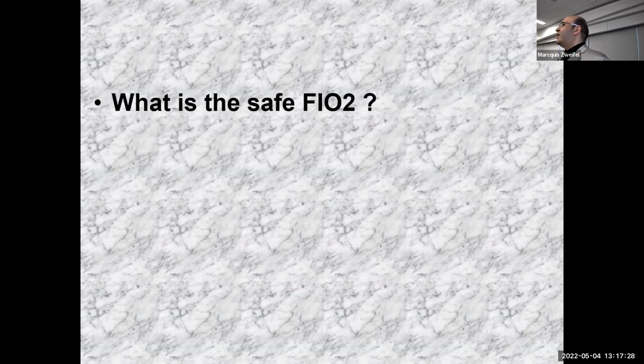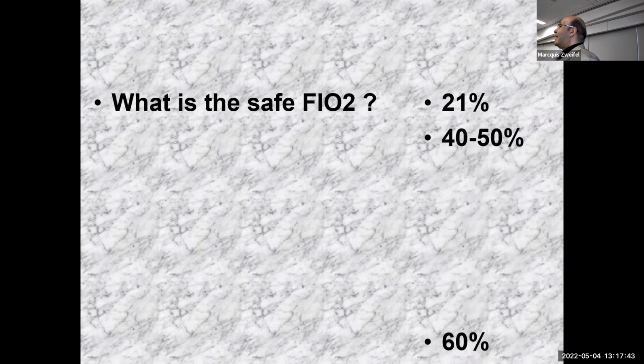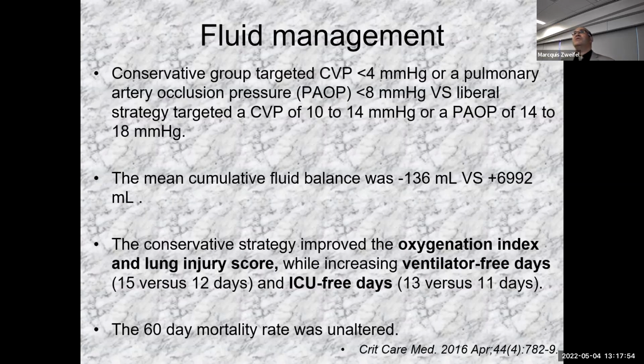What's the safe FiO2 that we can swear about? Can you swear? 21. Yeah, 21%. Everybody can swear about that. But people think 40 to 50% is okay, and some people think 60% is okay. So really, you don't have to reduce your patient's FiO2 to 30%. I usually reduce them to 50%, 60%, and start lowering them. 100% is injurious.